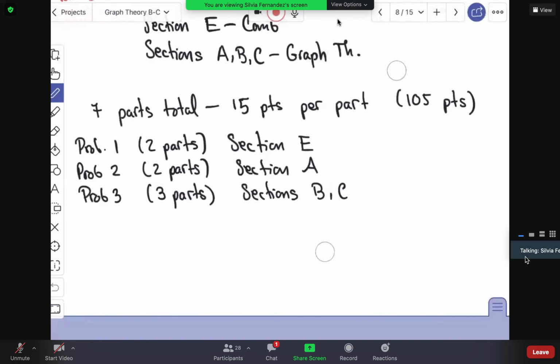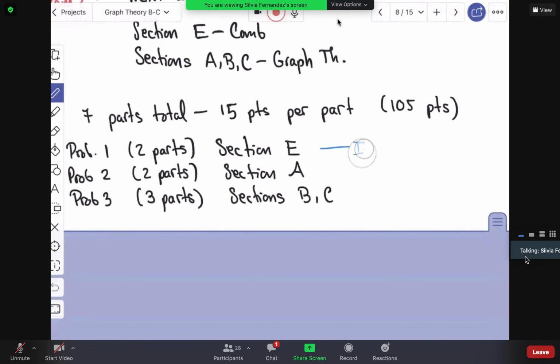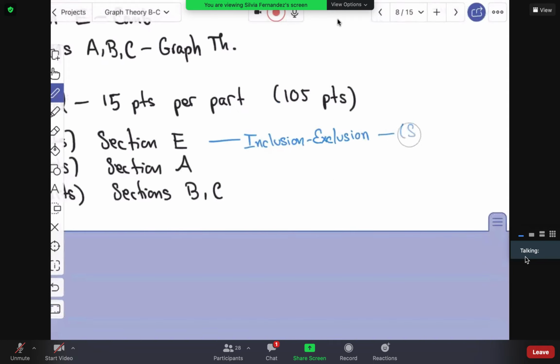Okay, so for section E, I say this is inclusion exclusion, and for strings, we had several ones like that in the quiz for solutions, where I ask you something like, what are all the rearrangements of the word or rearrangements of the string such and such? Maybe I can be even more precise here to say rearrangements of strings.